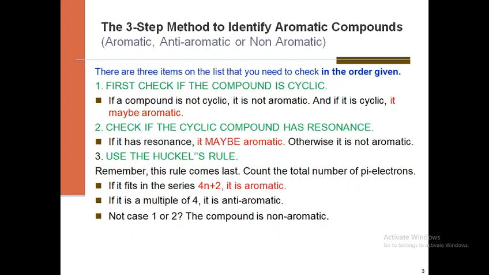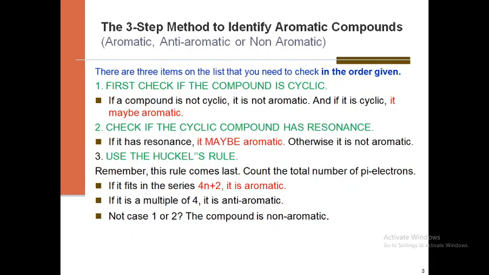Then come to the second point, whether the cyclic compound has a resonance form or not, or we can say whether the conjugated system is there or not. Conjugated system means alternate double bonds. In this way the delocalization is possible, and because of the electron delocalization the resonating structure is formed. So if any structure has resonance, it may be aromatic. It may be aromatic, right? Otherwise it is non-aromatic.